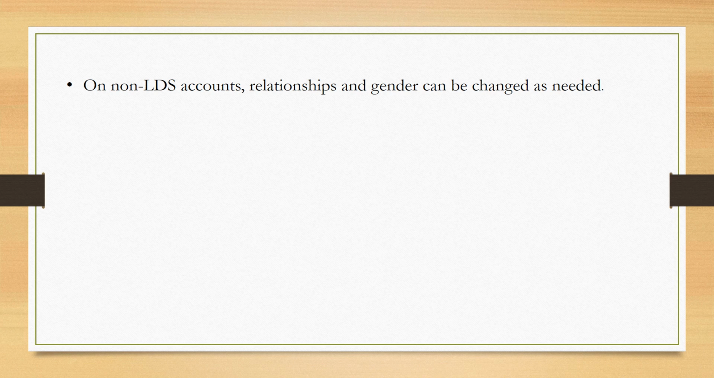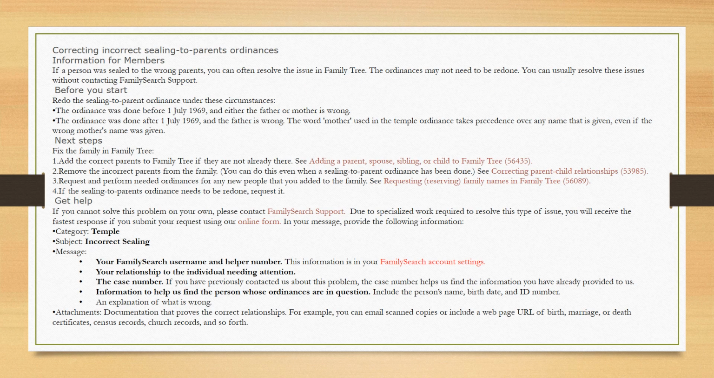On a further note, if this is for a non-LDS account, relationships and genders can be changed as needed. This information is for correcting incorrect sealing to parent ordinances. You will need to redo the sealing to parent ordinances under these circumstances. The ordinance was done before the 1st of July, 1969, and either the father or mother is wrong. The ordinance was done after the 1st of July, 1969, and the father is wrong.